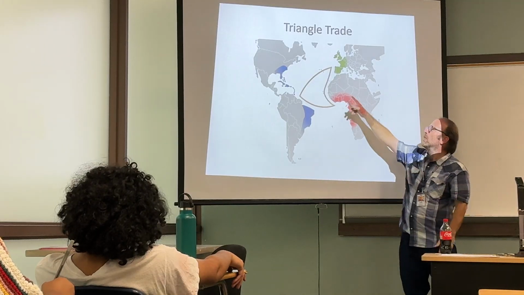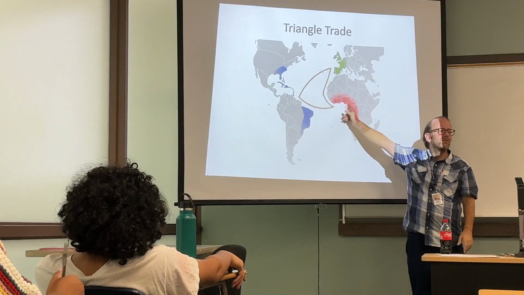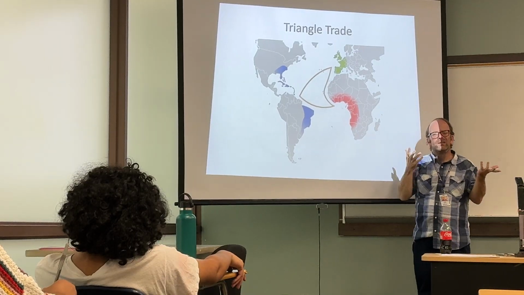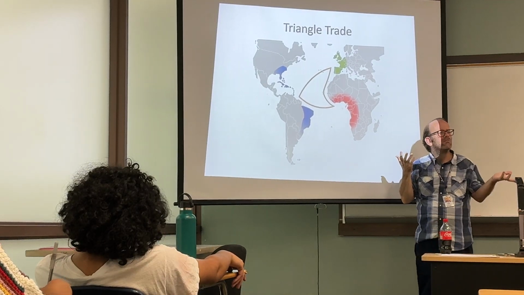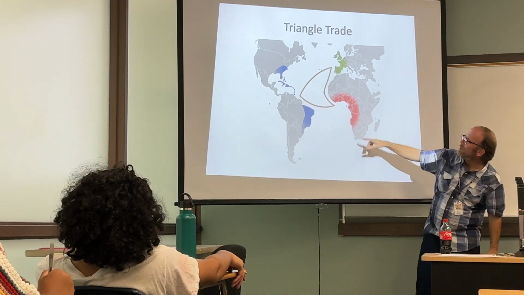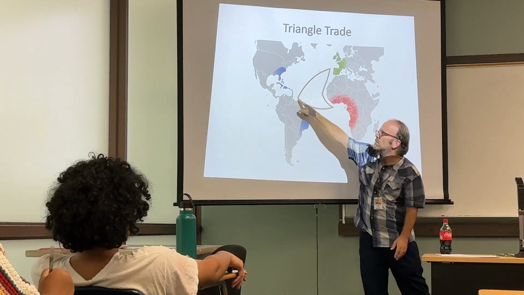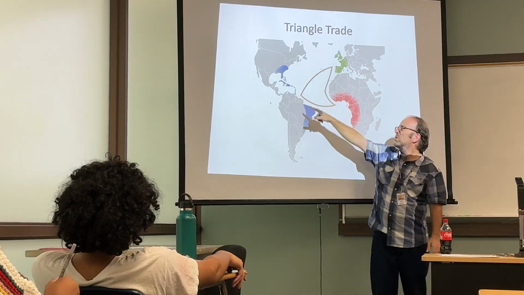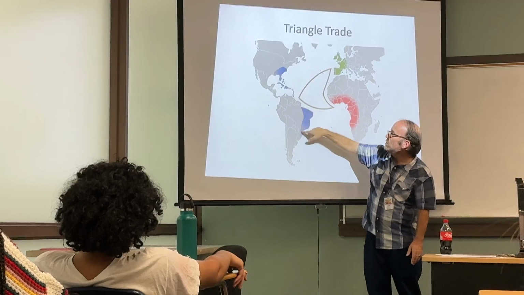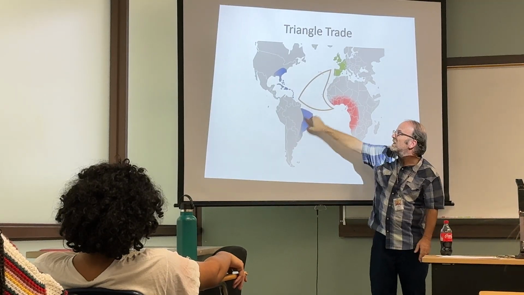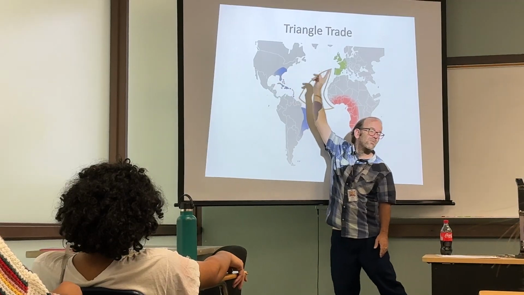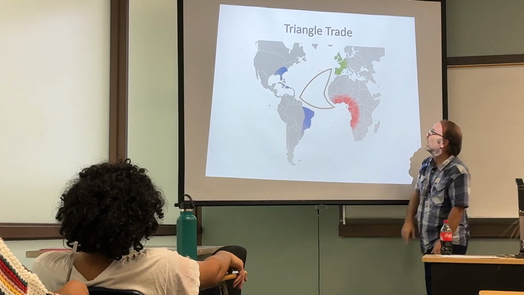But at any rate, they load up. Ship size varied, right? They're loading up between 200, 300 slaves, crowding them onto ships, and they take them across. Now, this one's showing it going here, but the huge destination was Brazil and the surrounding area, later on through here, and obviously what would become the United States.